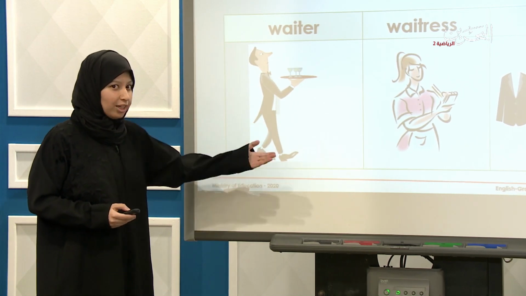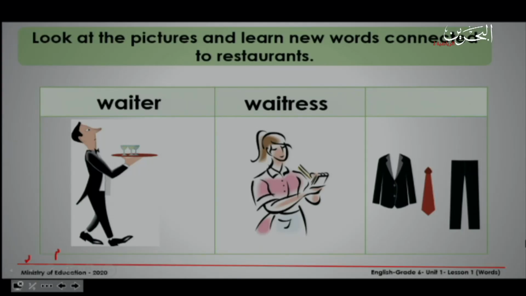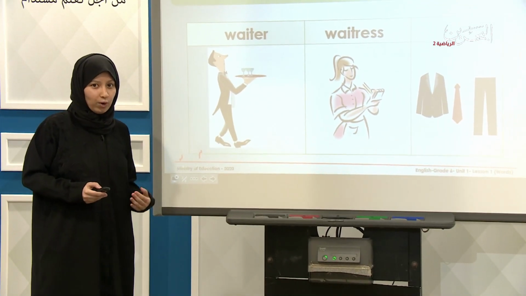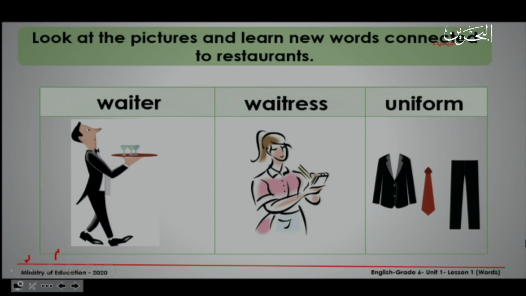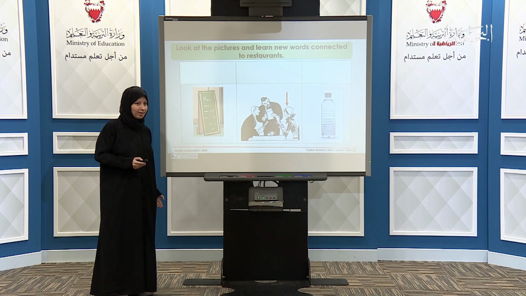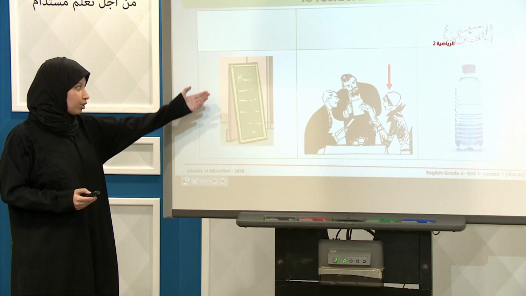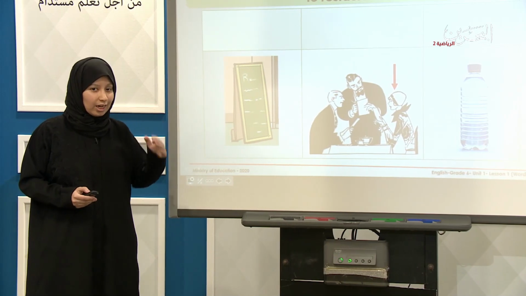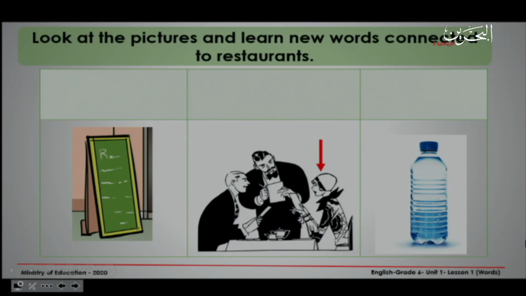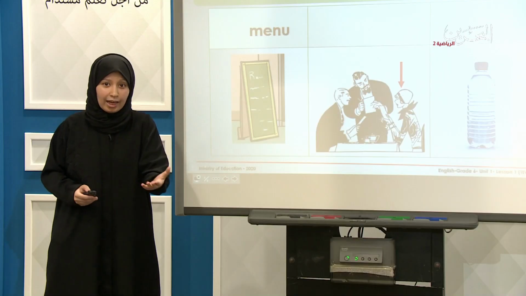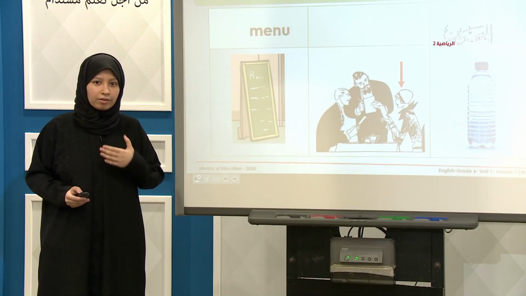The waiter and the waitress, they wear special set of clothes when they go to work at the restaurant. They wear a uniform. That's right. You also wear a uniform when you go to school, right? Okay, the restaurant provides you with a list of meals and a variety of food. This list of delicious food is called a menu. Can I have the menu, please? Here you are. Thank you.